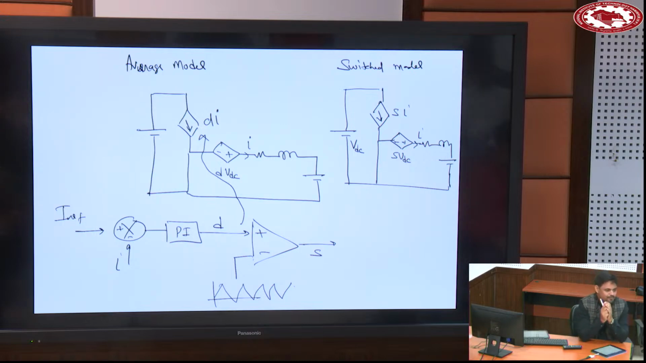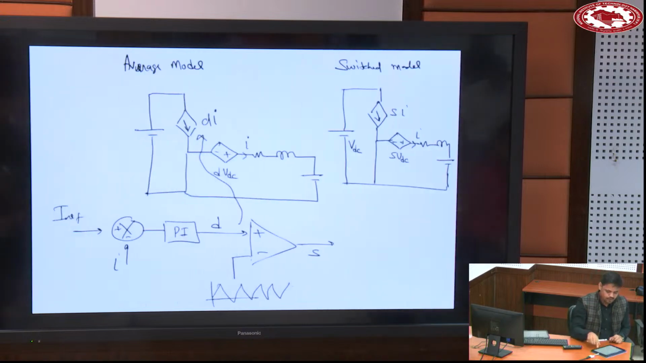What will be the value of Kp and Ki in this case? I told you earlier in the previous class that if the transfer function is 1 upon SL plus R, then take Kp as L upon tau, and Ki as R upon tau. Now the point is, what will be tau? I told you tau also, some 0.5 millisecond to 5 millisecond. Here I will give a deep insight of that.